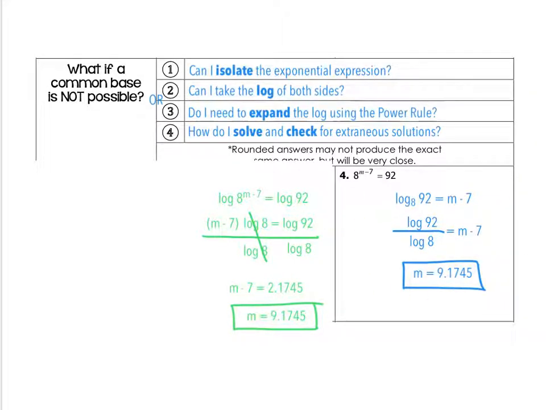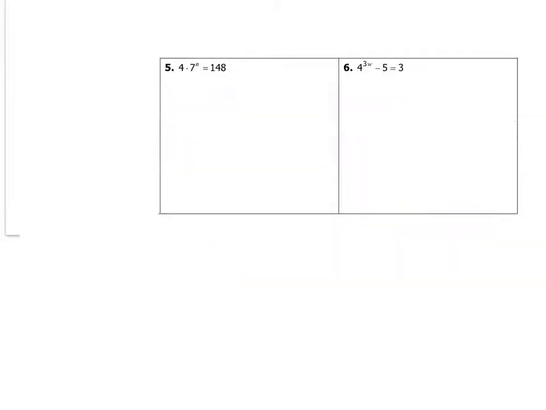Over here, I went ahead and used the change of base theorem or formula, which says the log of 92 over the log of 8, which gave me 2.1745, and then I added 7 to both sides to get m equals 9.1745.